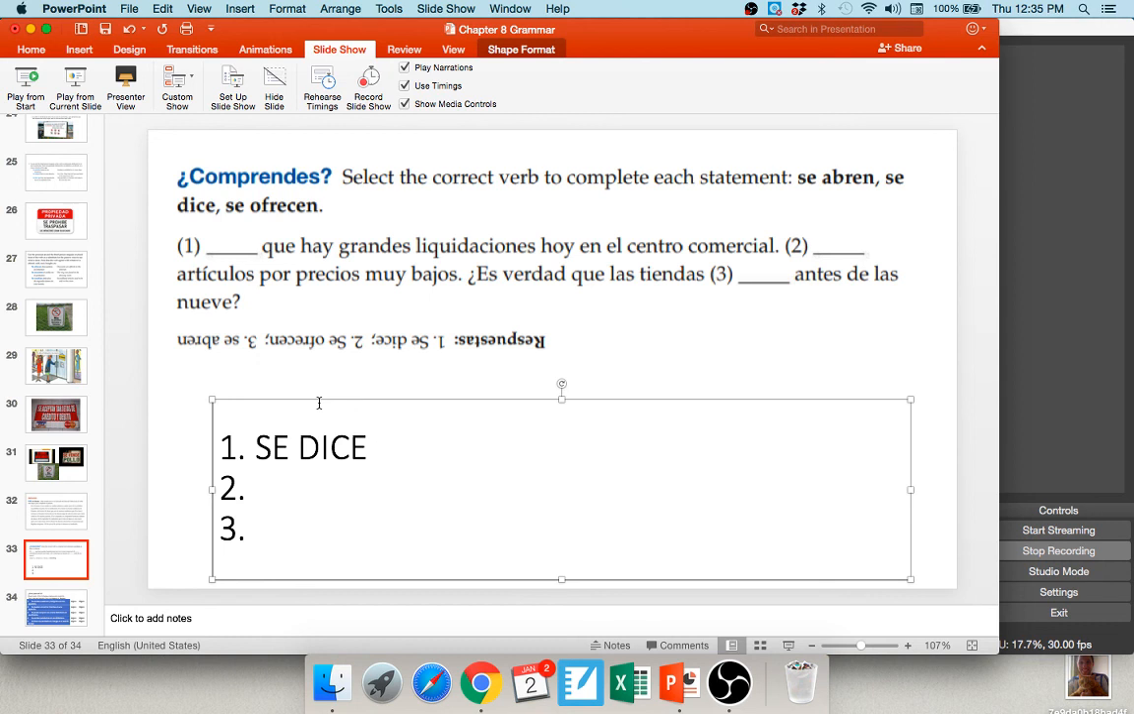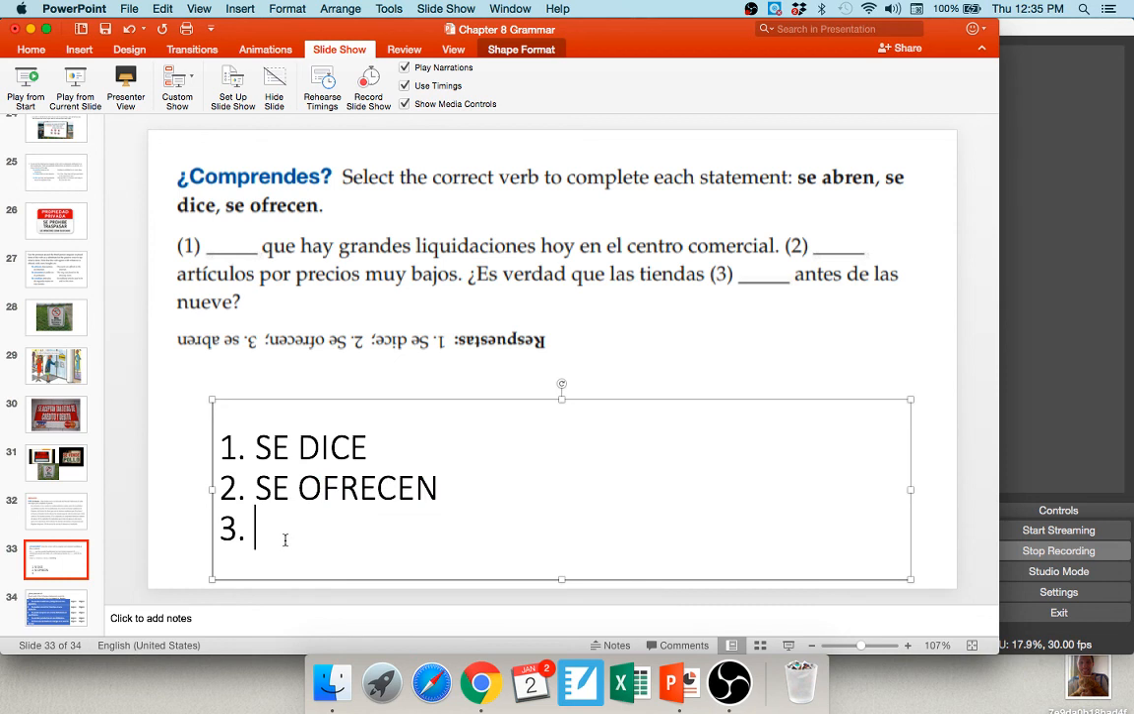Okay, now that you've had an opportunity to give these a try, number 2 says that blank artículos por precios muy bajos. So something articles for prices that are very low. Either they open articles for prices that are very low, or they offer articles. In this case, it should be se ofrecen, they offer. And in this case, we're using ofrecen in the third person plural form to agree with artículos, articles, which are also plural.